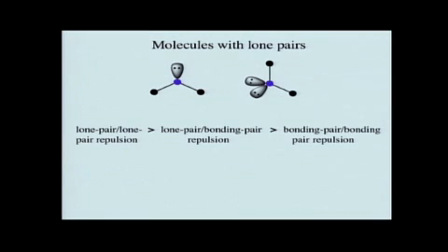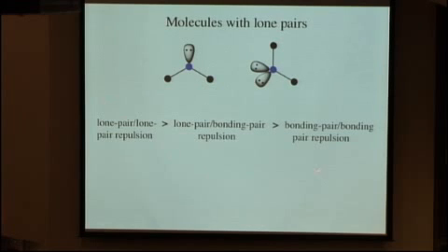The biggest repulsion we would feel is if we have two different lone pair electrons or lone pairs. They're going to have the most repulsion. In the middle is if we're talking about a lone pair with a bonding pair. And then the least repulsion is going to be between two bonds or two bonding pairs of electrons.